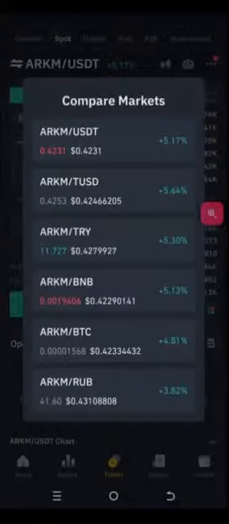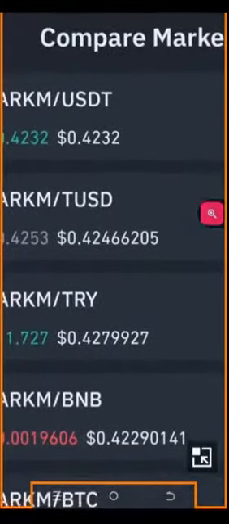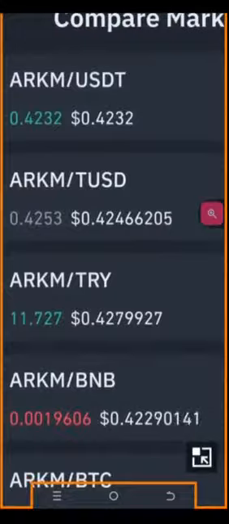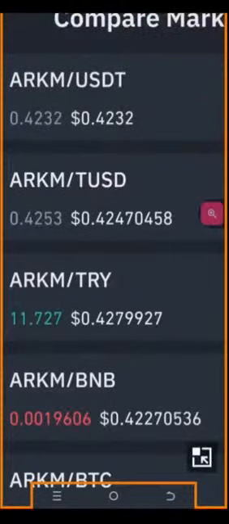Now let's look at this ARKM coin, which is 42 cents. Let me enlarge this so that we can see this better. Some of us, by the time you joined Binance, your currency was denominated in your country's currency. You can always go to settings to change to USD. That's how I like to look at the price. I'm in Nigeria, and I don't want to see it in Naira. I always like to see it in USDT or USD, so it makes everything easy for me to see.